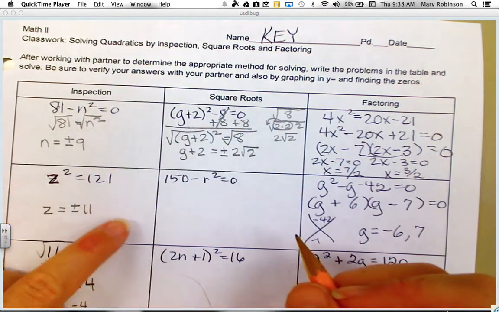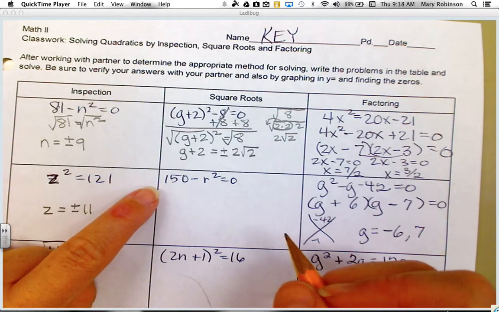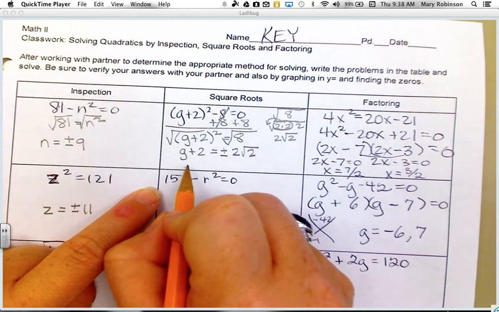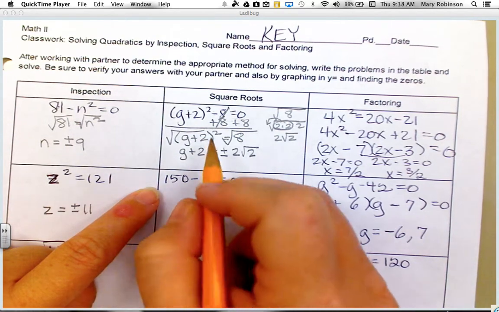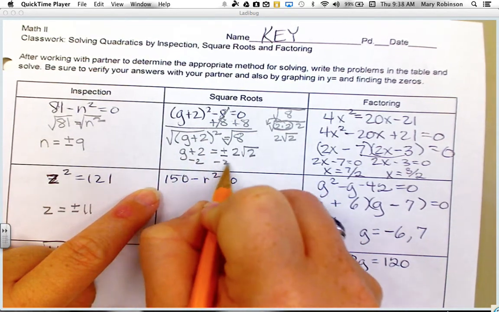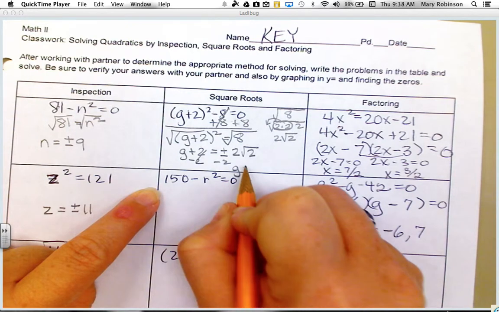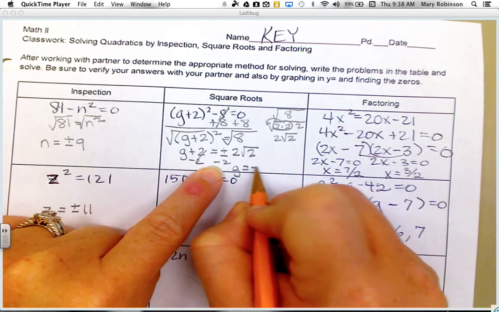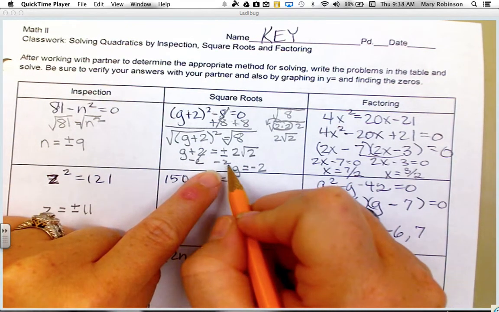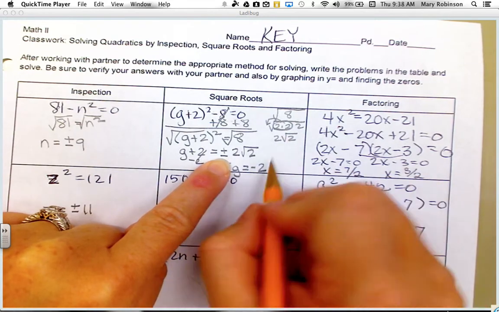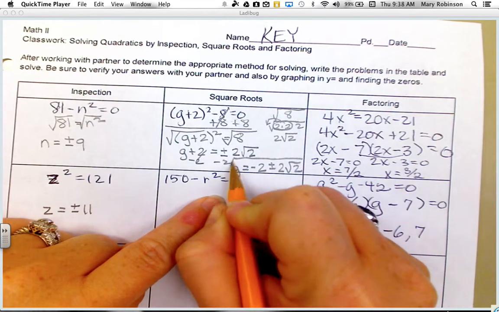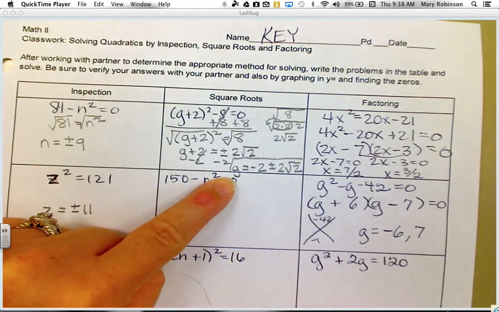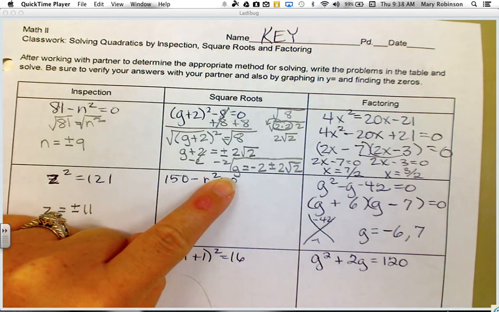Anything that ends up in a radical, if it can be simplified, we need to simplify it. And then last step would be to, very good, subtract 2. So if we subtract 2 from both sides, we're going to have g is equal to negative 2, which is this number you just subtracted, plus or minus 2 square roots of 2. So we get an irrational value. That just means when it hits the x-axis, it hits with some funky decimal value.